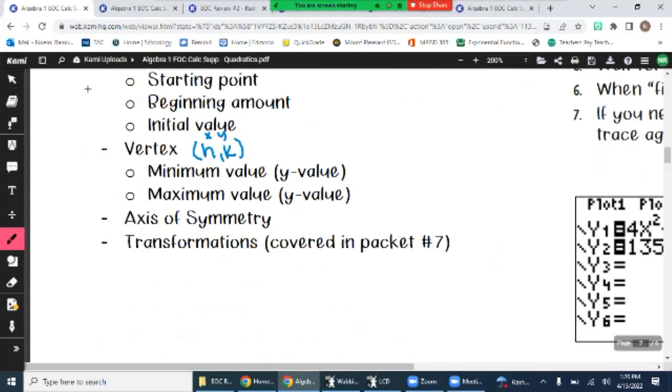Now your vertex can also be subcategorized into a minimum and a maximum value. Minimum meaning the lowest point and maximum being the highest. Okay. Axis of symmetry, that's that imaginary line that splits the parabola in half. We'll cover that in this packet as well. But the other type of question that could be asked on quadratics is transformations. What happens if I change a? What happens if I change c, h, and k? But that's covered in another packet. So today, we're looking at the main part of quadratics, what you are most likely to be tested on, okay?